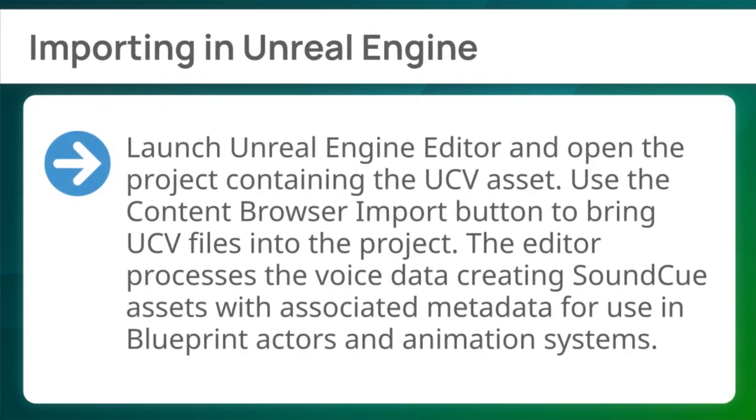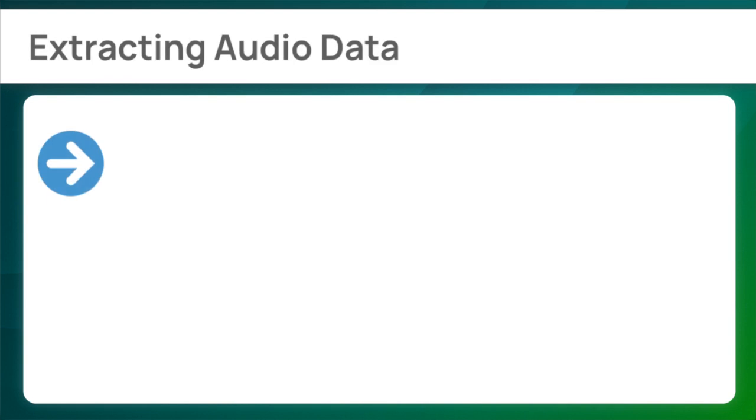Launch Unreal Engine Editor and open the project containing the UCV asset. Use the Content Browser Import button to bring UCV files into the project. The editor processes the voice data, creating sound cue assets with associated metadata for use in blueprint actors and animation systems. Next, extracting audio data.